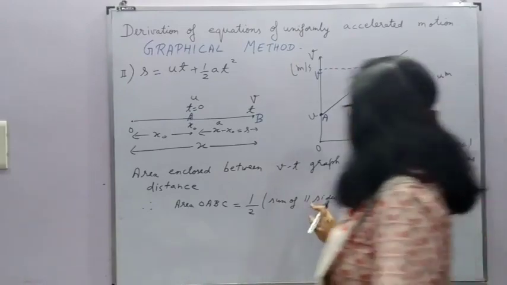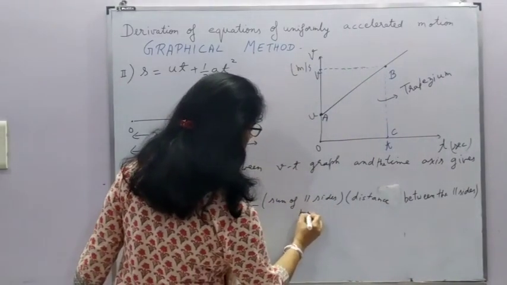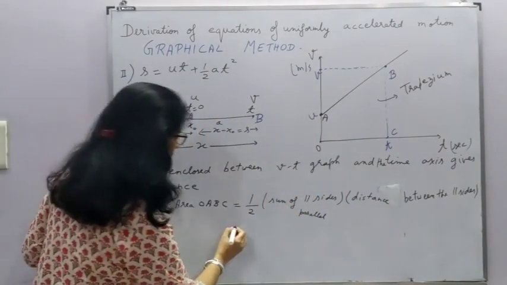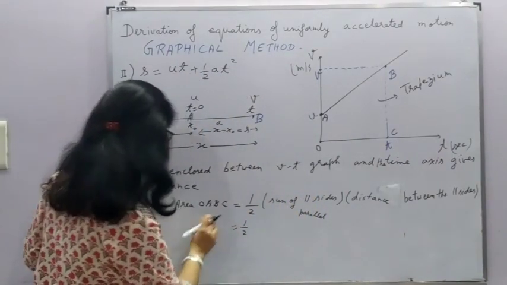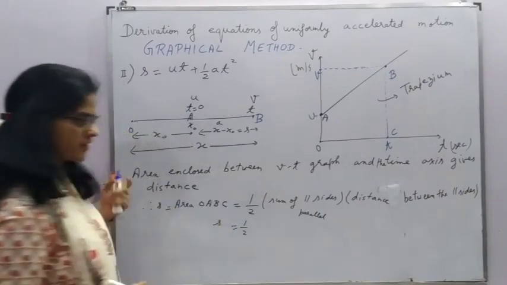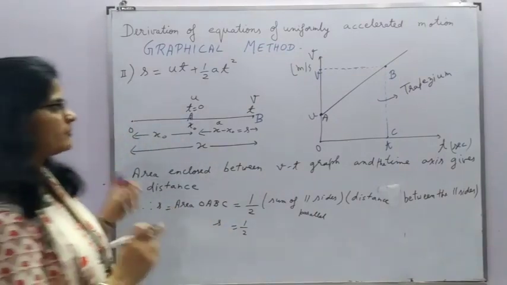Right? This is a symbol of parallel. So from here, this gives us half. This area will be what? This will be distance. So I can directly write here distance is equal to half sum of parallel sides.